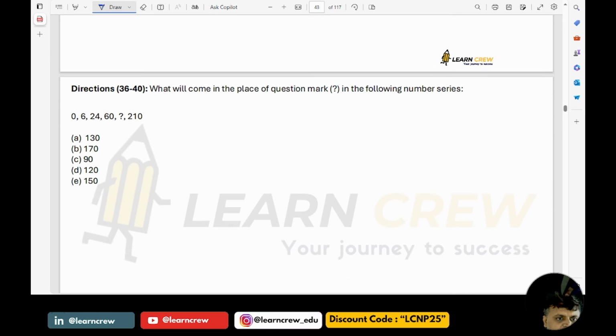Now next, 0, 6, 24, 60. If you observe here, it is nothing but 1 cube minus 1, 2 cube minus 2, 3 cube minus 3, 4 cube minus 4. So the answer has to be 5 cube minus 5. 125 minus 5, 120 is the answer.